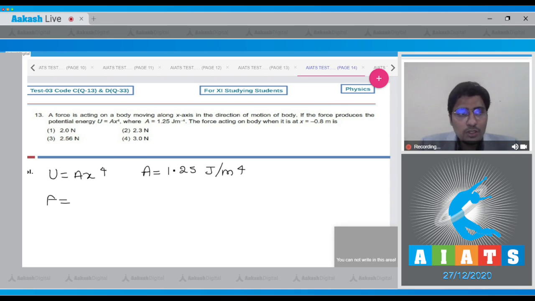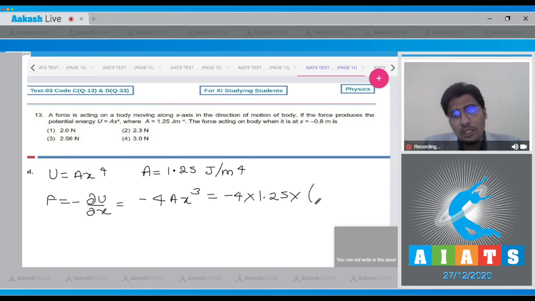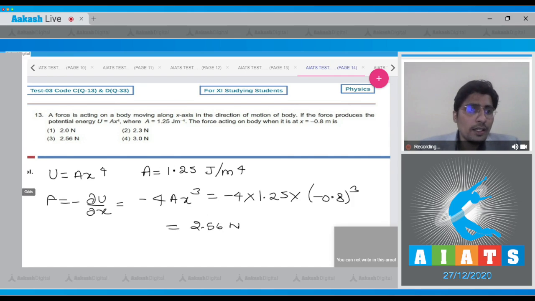Dear student, force is defined as minus del U by del x, which will be equal to minus 4 A x cube, that is minus 4 into 1.25 into minus 0.8 cube, and this will be equal to 2.56 Newton. And hence, dear student, for this question the correct answer would be option number 3.